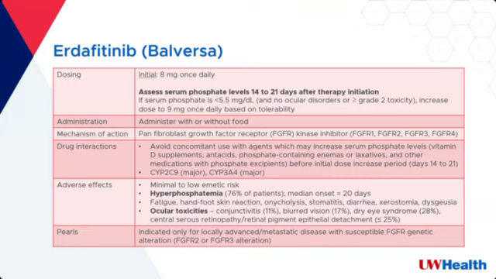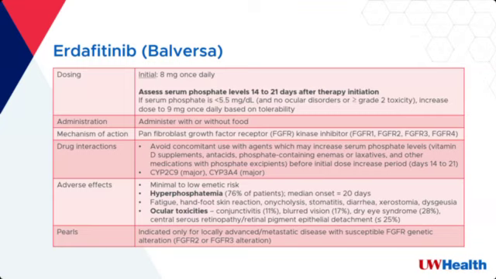So the initial dosing is 8 milligrams once a day. Then what we will do is check a serum phosphate level about 2 to 3 weeks after we start therapy. And if the phosphate is less than 5.5 and we don't have any other major toxicities, we can increase that dose to 9 milligrams once a day. This can be taken with or without food.